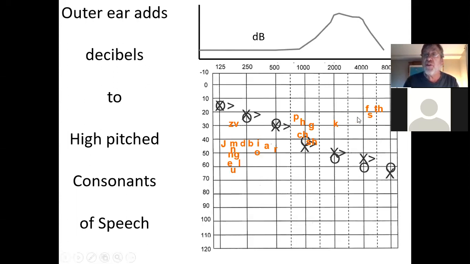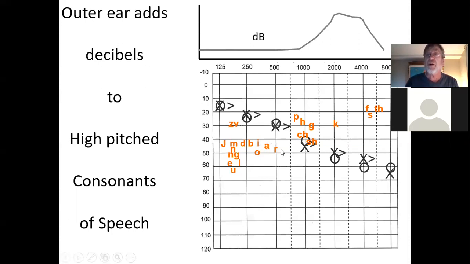See how they're very soft. The decibels, they're like 0 to maybe 30. They're soft decibels. These are decibels going down. So you can see that any sound you make with your throat, z, v, j, m, d, b, and then i, o, a, u, all those sounds are louder and lower.